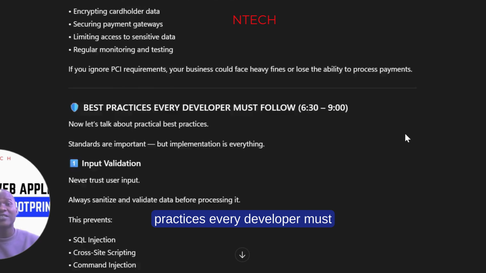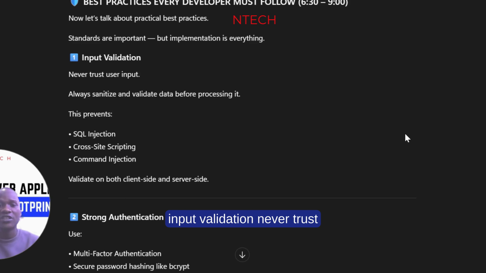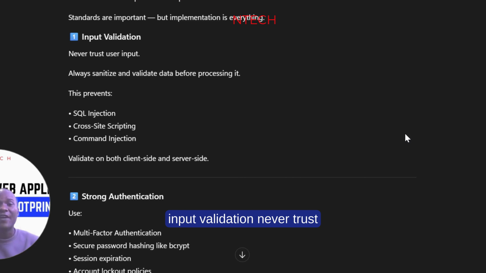Now let's talk about the best practices every developer must follow. Standards are important, but implementation is everything. Input validation: never trust a user's inputs. Always sanitize and validate data before processing it, and this will help prevent SQL injection, cross-site scripting, and command injection. Validate on both the client side and the server side.